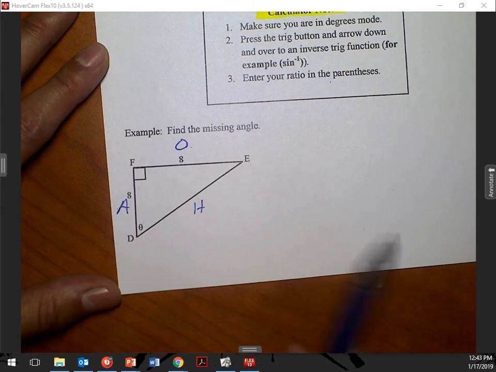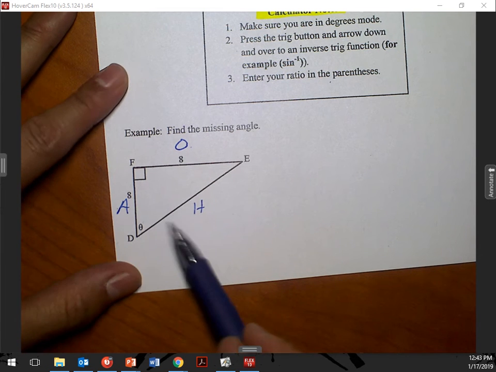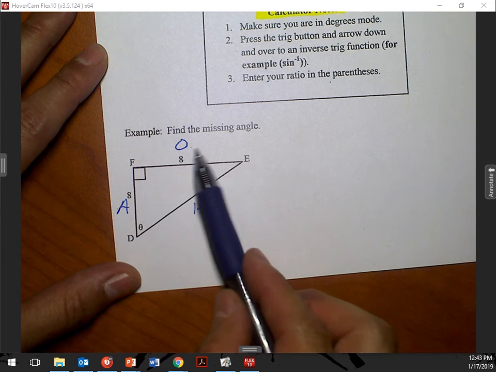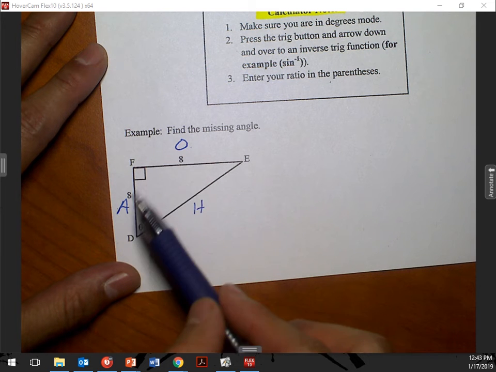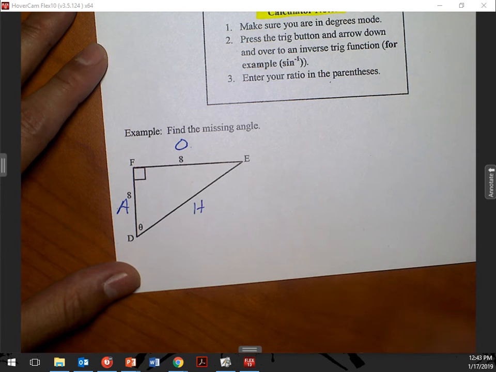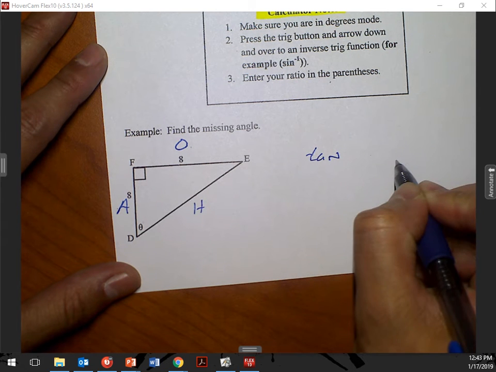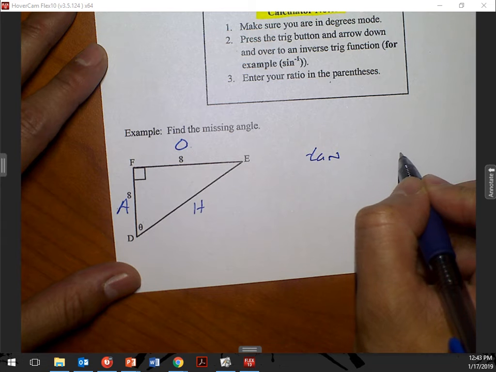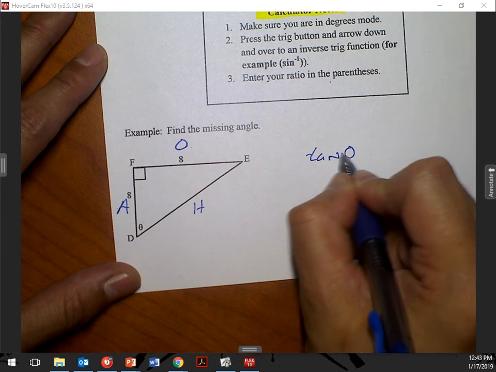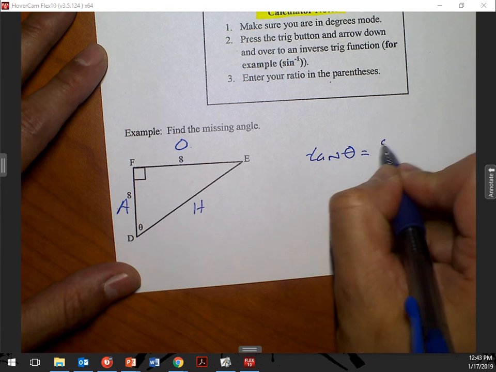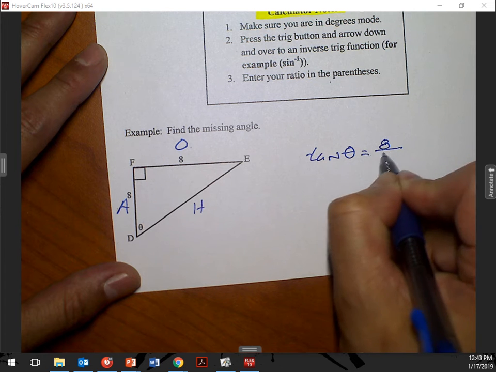Now listen up, please. Given this information, I have the opposite and I have the adjacent. What ratio uses opposite and adjacent? Tangent. Very good. So tangent of theta, my reference, equals 8/8.